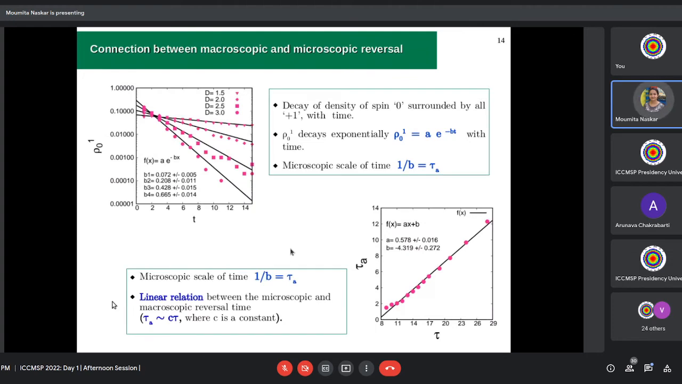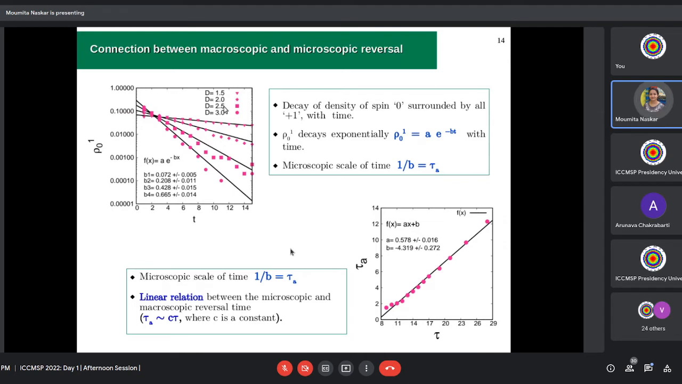Now, can we somehow connect the macroscopic mean reversal time with the microscopic reversal time or switching time? For that, since we are studying the influence of anisotropy, we have chosen only those zero spins which are surrounded by all four +1 spins. And we found that the density of such zero spins decays exponentially with time, and we define the microscopic switching time from this expression, the inverse of B, which is denoted by tau A.